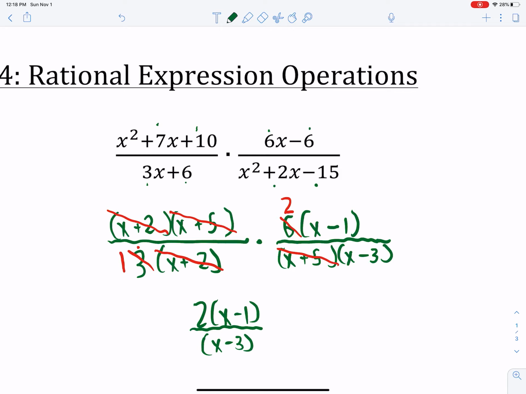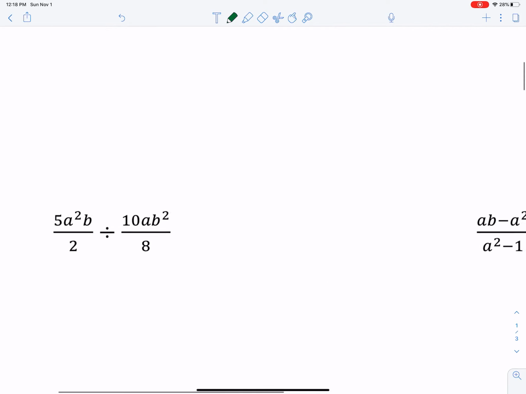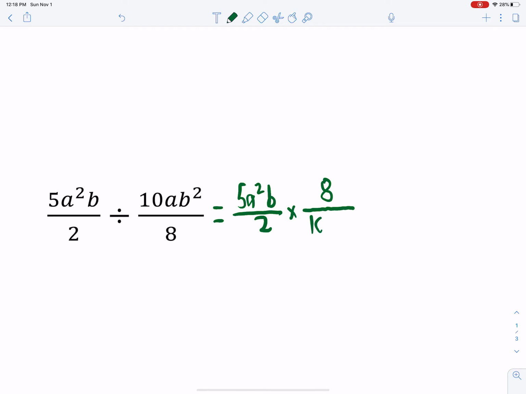Now, as you remember, when you're dividing fractions, the first step is to change it to a multiplication problem by flipping the second fraction. So here we're going to leave our first fraction alone, 5a squared b over 2, and we're going to change it to multiplying, and we flip the second fraction, 8 over 10a b squared.